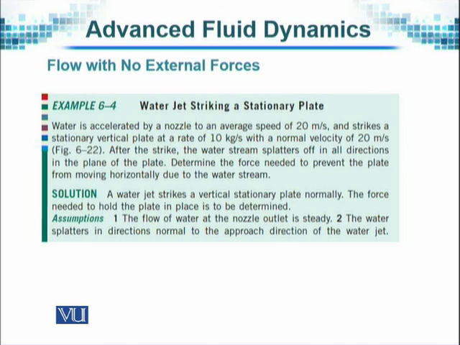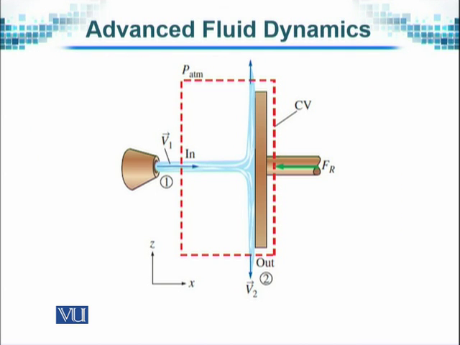The water jet strikes the vertical stationary plate in a normal direction. As I have just tried to show you, the force needed to hold the plate in place is to be determined. We of course assume that the flow of water at the nozzle outlet is steady. The water splatters in a direction normal to the approach direction of the water jet. So they are mutually, in a way, perpendicular to each other, and you can see it from here. The picture is trying to indicate the same thing.